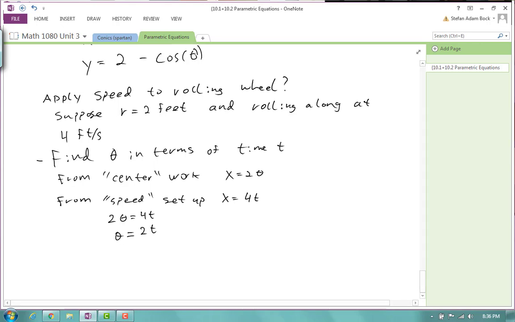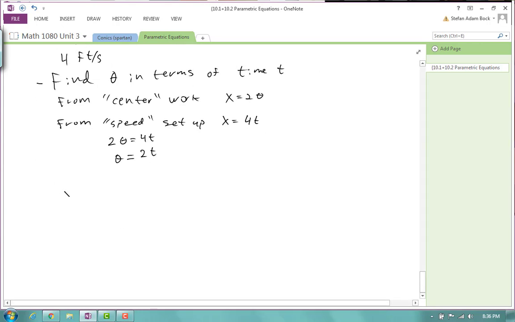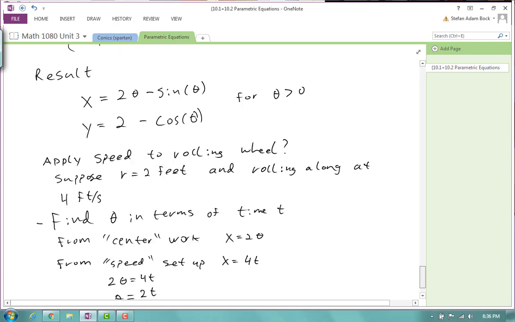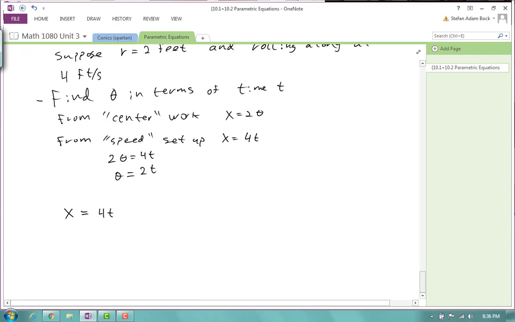and I can rewrite my parametric equations as x equals 4t minus sine of 2t, and y equals 2 minus cosine of 2t. And this would be for t greater than 0 as well. Only this time my parametric equations come with units.